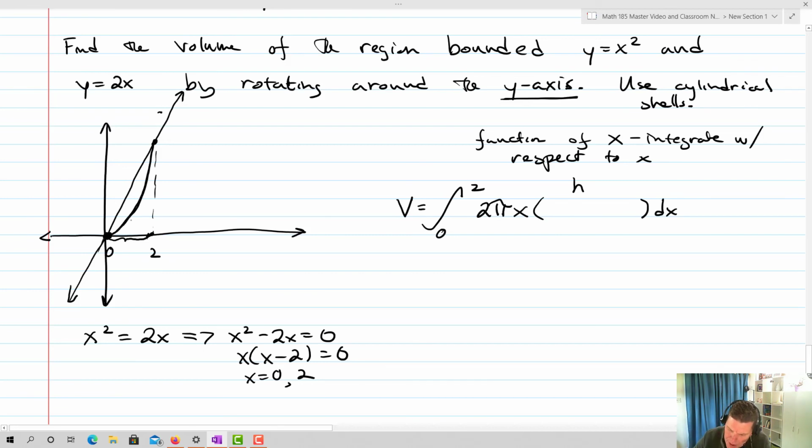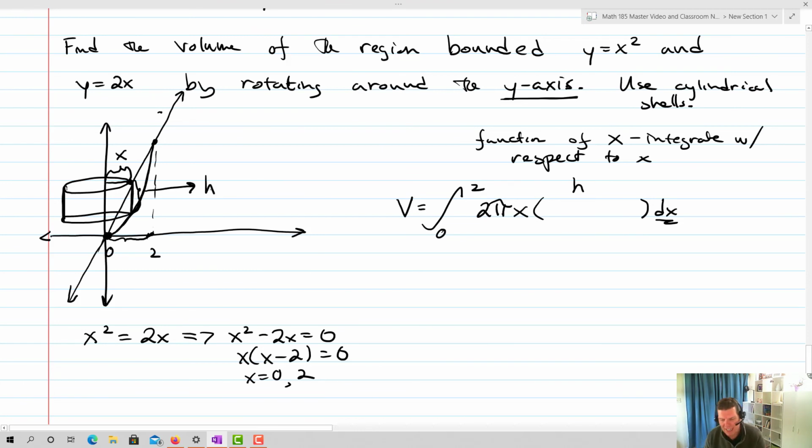So let's imagine that I've got this piece right here. That's the cylinder that we're looking at. Now, we know that our value for our radius is the x value. That's x. We know our thickness is dx. And now I need to figure out how large that piece is. How big is that height?